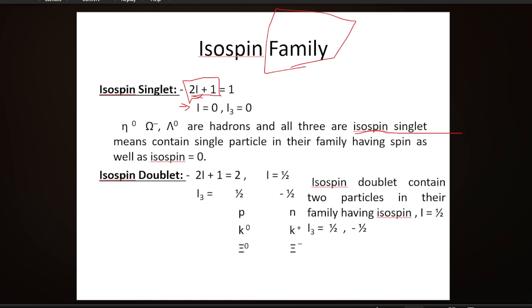Isospin duplet. Isospin duplet, as its name suggests, duplet means two. Those families in which we have two particles. Here the same formula 2I plus 1 equals 2. Solving this equation we get I half, here plus half assigned to proton, negative half assigned to neutron. Same for kaon, that is K0 and K positive. Here K0 I3 value is plus half and minus half. Same is for chi.